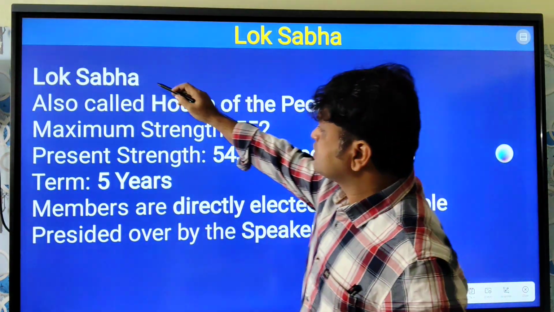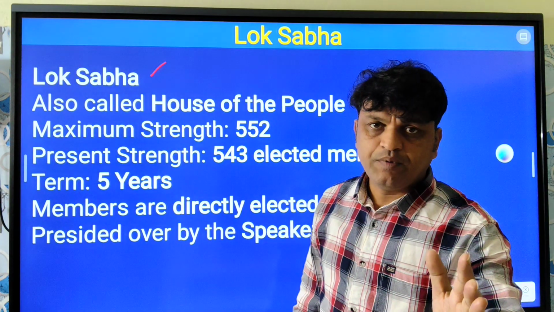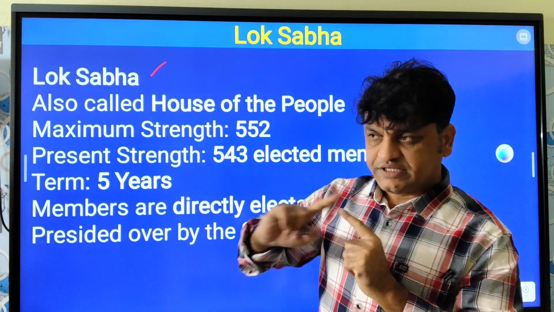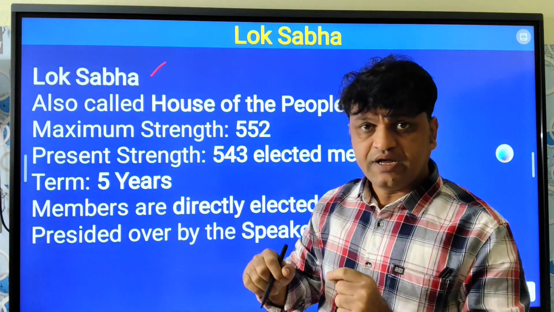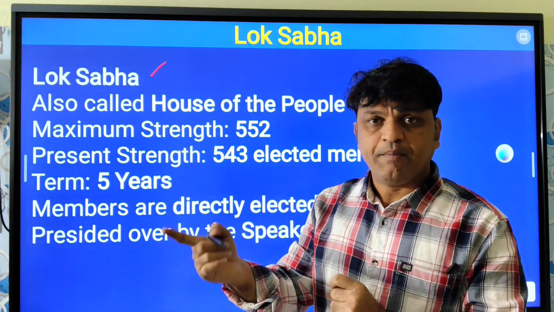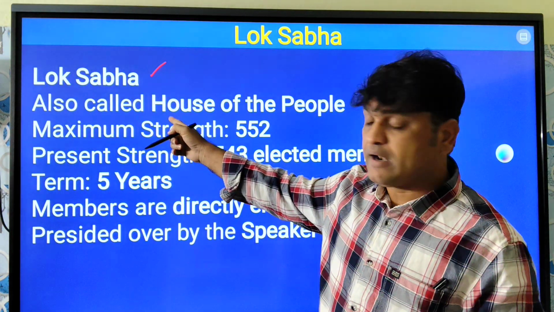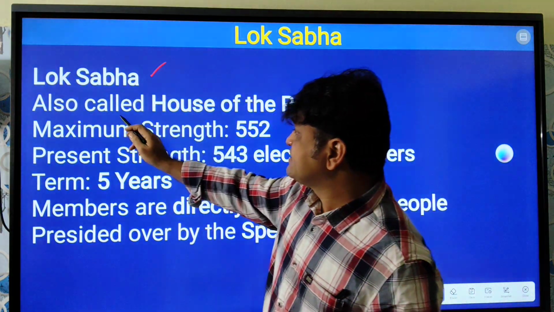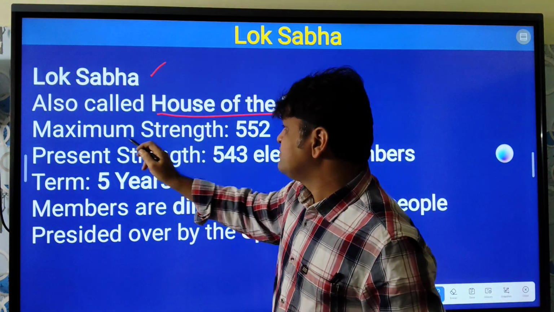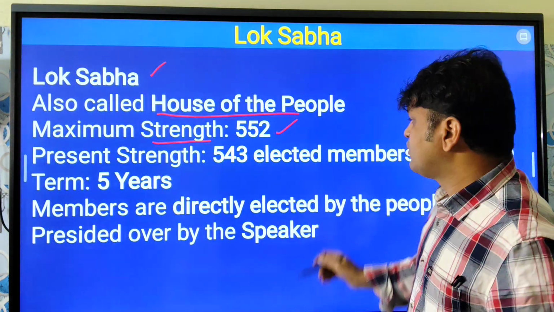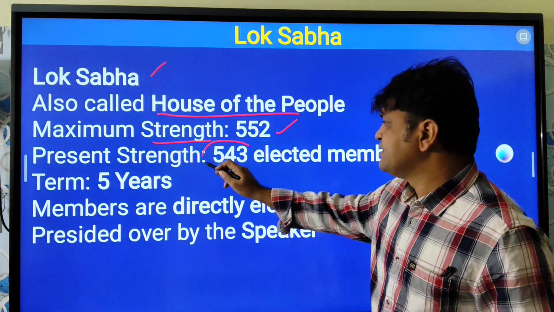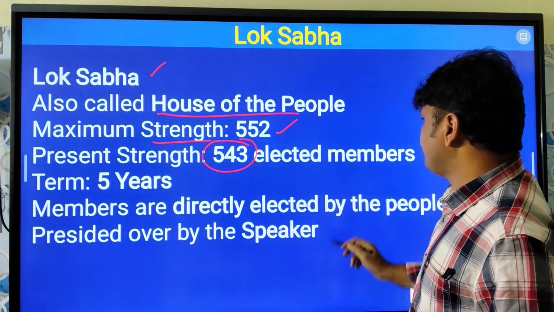Lok Sabha is also called the House of the People. Why, Nana? Because it is representing the people of India. The people choose the members of Parliament and send them to Parliament. So Lok Sabha is called House of the People, and maximum strength is 552, but today we have only 543 MPs. So present strength is 543 elected members.